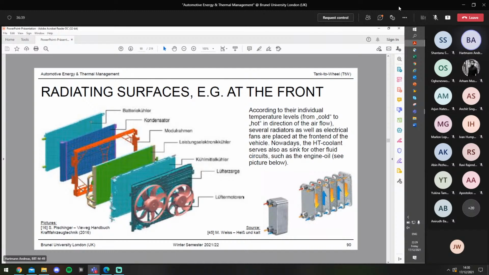And another thing, which is also mentioned here on this slide: nowadays there are some fluids like the engine oil which no longer have their own radiator in front of the vehicle, but which transfer their heat to another coolant circuit by a heat exchanger. So as shown in this picture, most likely the engine oil has no own radiator in front, but uses a heat exchanger to first pass on its heat to the coolant, and the coolant is then cooled by the radiator in front of the vehicle.